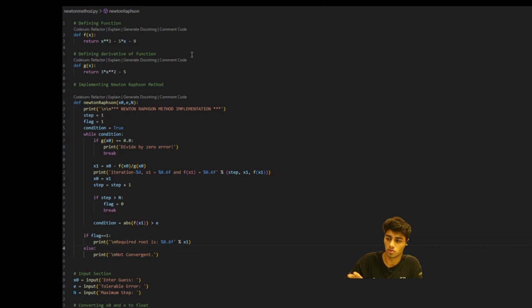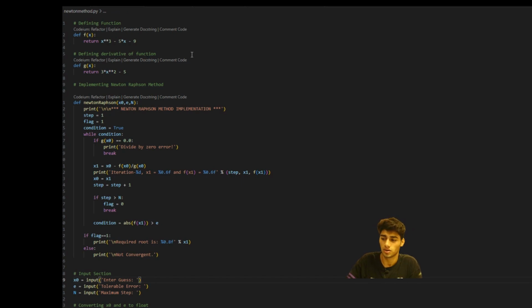Now if flag is equal to 1, it will print that the current value of x1 is our root. And if none of these conditions happens, it's gonna say not convergent. It means you cannot solve this.